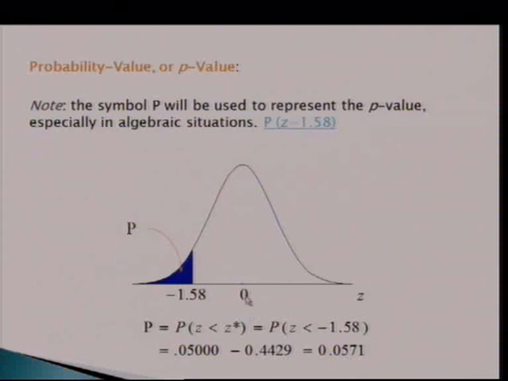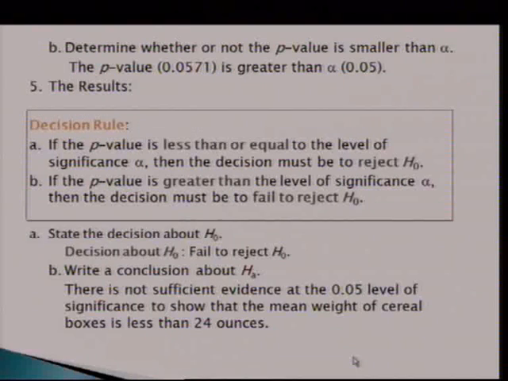Now the left-hand side of this curve is 0.5 and the right-hand side is 0.5. So we get this shaded portion as 0.5 minus the corresponding value we found, 0.4429. Finally, 0.5 minus this value is 0.0571. So the p-value we have got is 0.0571, and the significance level we have prescribed is 0.05.